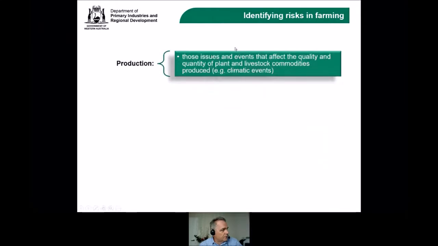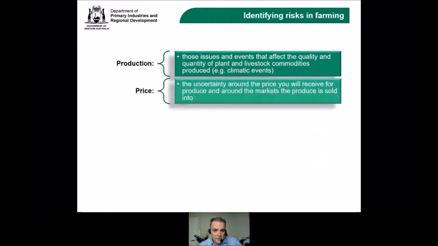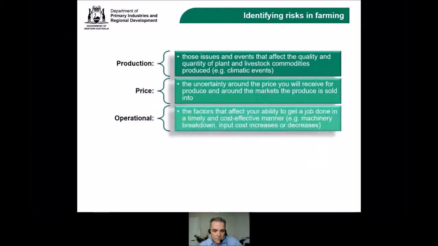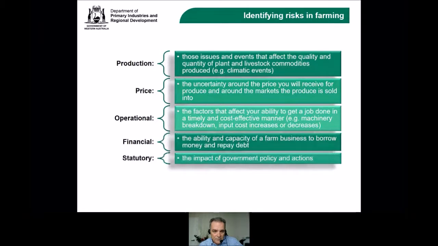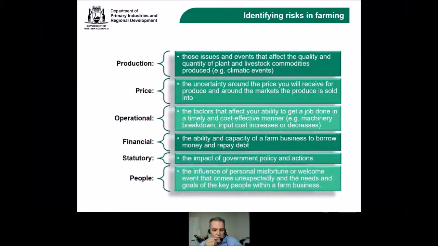Now, some risks on the farm, we're going to look at them from a range of different perspectives and identify the main ones that many farmers identify when they do this sort of analysis. So there can be risks around your yield, there can be risks around market pricing, there can be operational risks that you need to consider. We're going to zero in and focus a bit on the financial side of things. Obviously, there can be statutory and people issues.